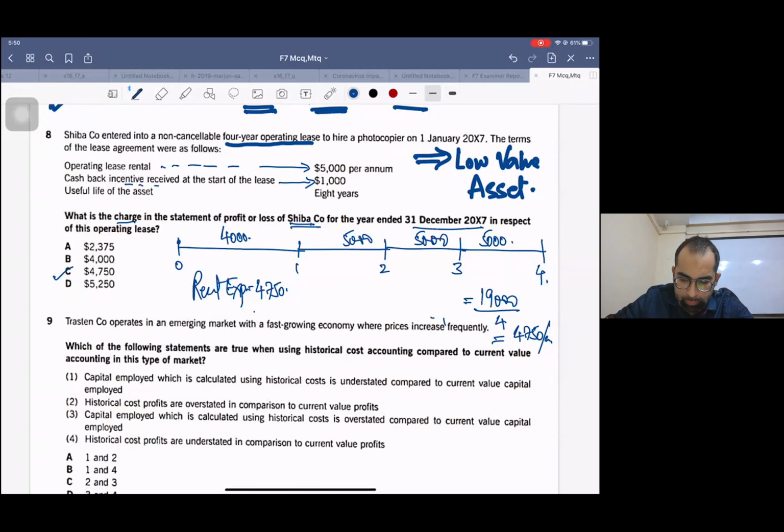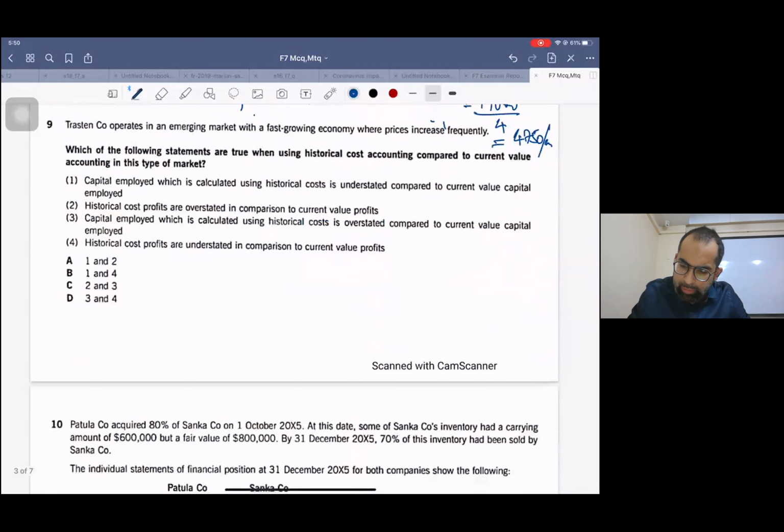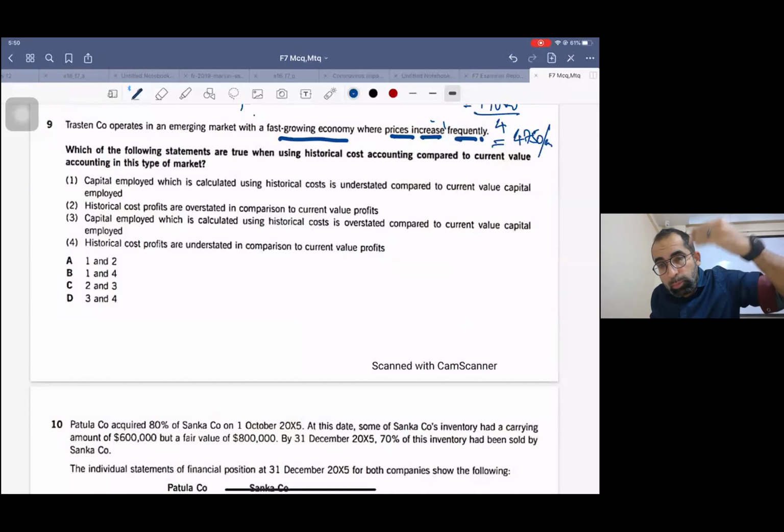So now the next question, question number 9, an easy question, not difficult. Tea company operates in an emerging market with a fast growing economy where prices increase frequently. That means the prices are going up daily. Your property is getting more expensive, your machines are getting more expensive. It's the time of inflation. This question is F3 level.